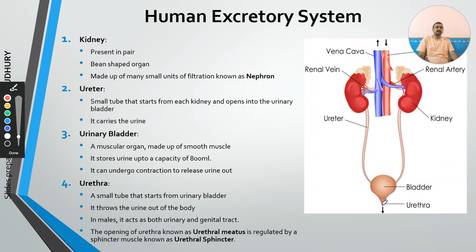The urethra in case of males has a dual role. We call it the urinogenital tract because it can act as both a urine-carrying tract as well as a genital tract carrying the semen or the sperms.